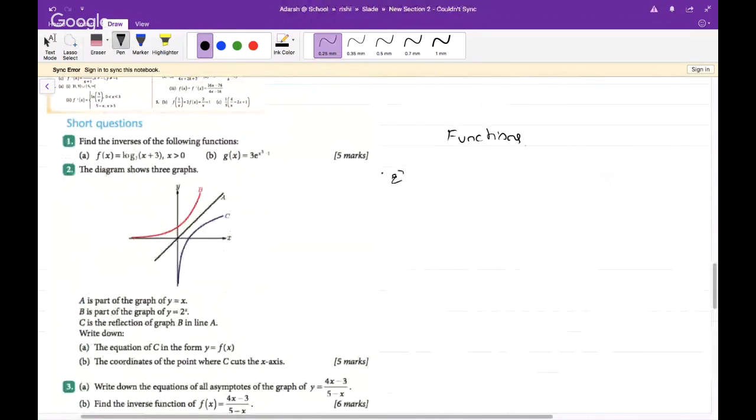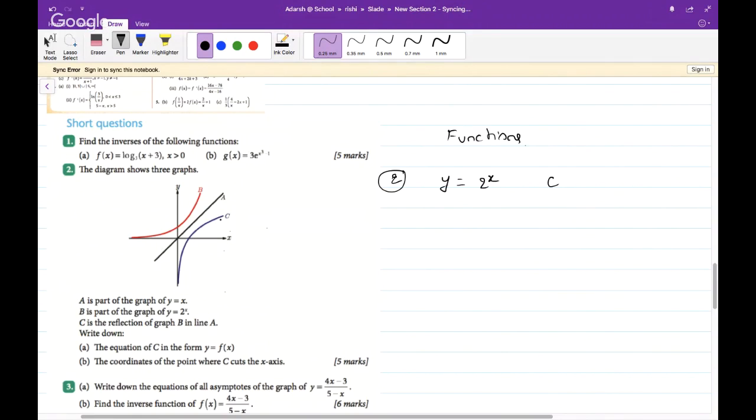Next, second question. The diagram shows 3 graphs. A is a part of y is equal to x. B is y is equal to 2 to the power x. And C is the reflection across the line A. That means the curve C is the inverse of this. So we'll find the f inverse of x. The inverse of this will get us the graph C.